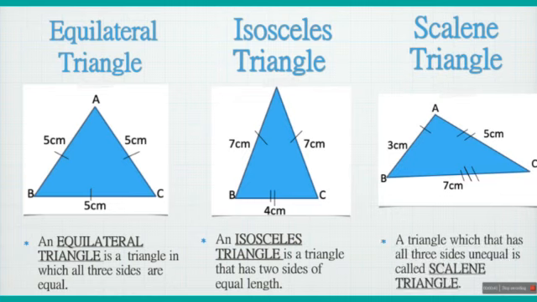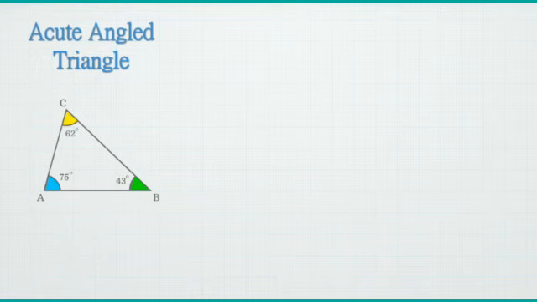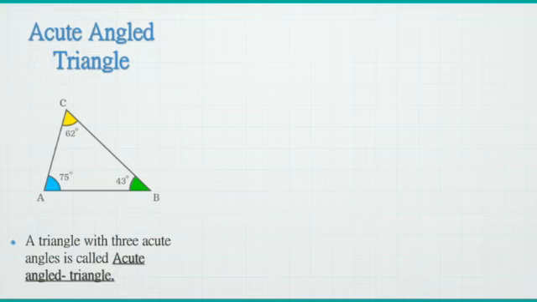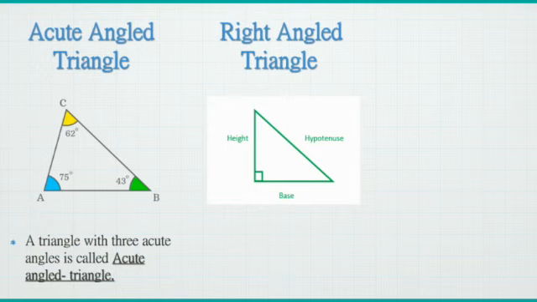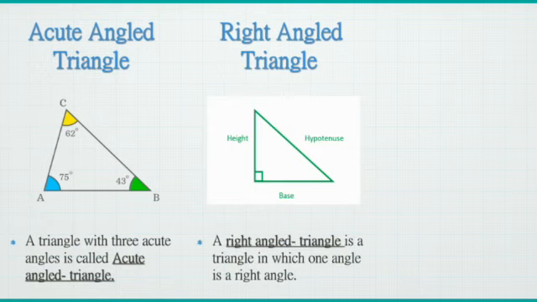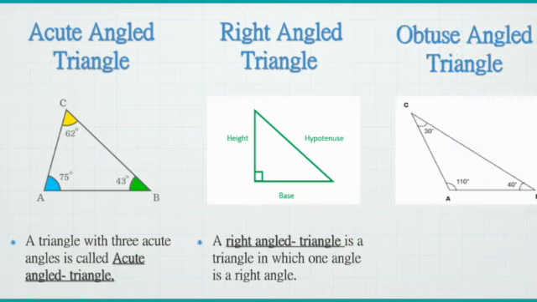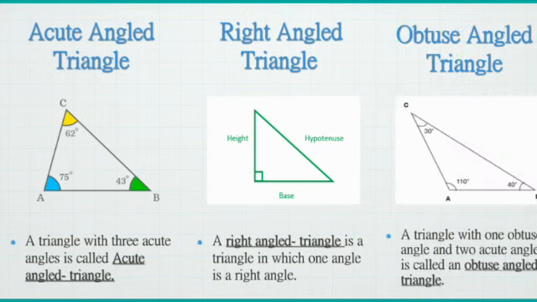On the basis of angle, there are 3 types of triangle. The first one is the acute angled triangle. It is a triangle with 3 acute angles, like we can see in the figure. The second one is the right angled triangle, in which one angle is a right angle, like we can see in the figure. And the last one is the obtuse angled triangle, in which one angle is obtuse while the other 2 angles are acute, as shown in the figure.